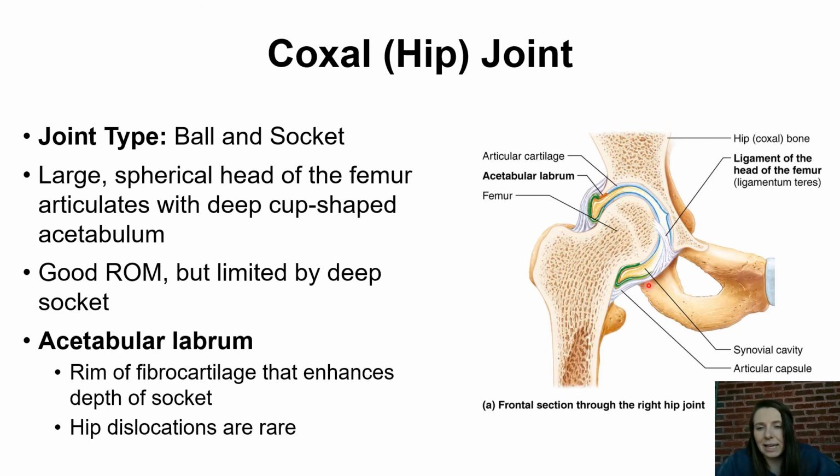Another structure that is important to the hip joint is the acetabular labrum. Remember we had the glenoid labrum up in the shoulder, and so the acetabular labrum is the rim of fibrocartilage which lines this cup. It enhances the depth of this socket. And for this reason, because of the depth of the socket, hip dislocations are pretty rare.